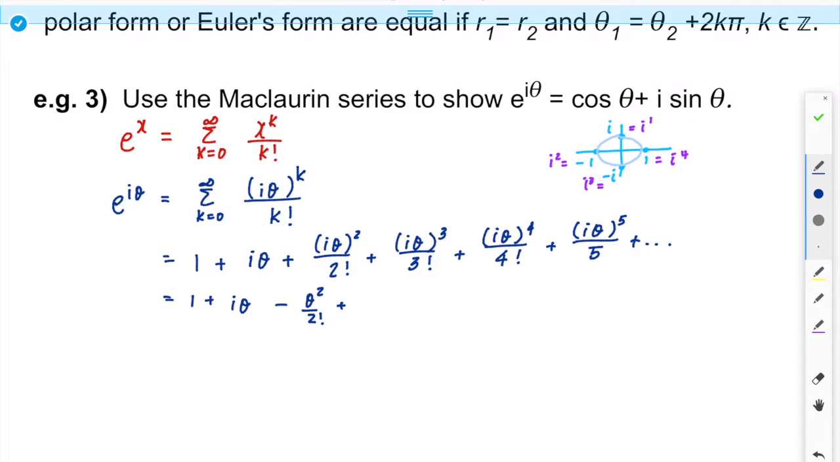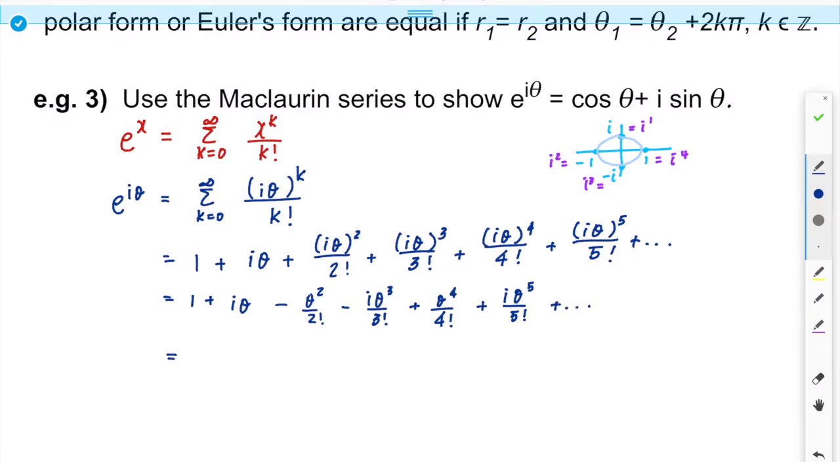Okay, so i cubed is -i. Negative i theta cubed over 3 factorial. Okay, so i to the power of 4 is just 1, so plus theta to the 4 over 4 factorial. Now, i to the power of 5 is the same as i to the power of 1. We go back to the top, so this is positive i theta to the 5 over 5 factorial plus dot dot dot.